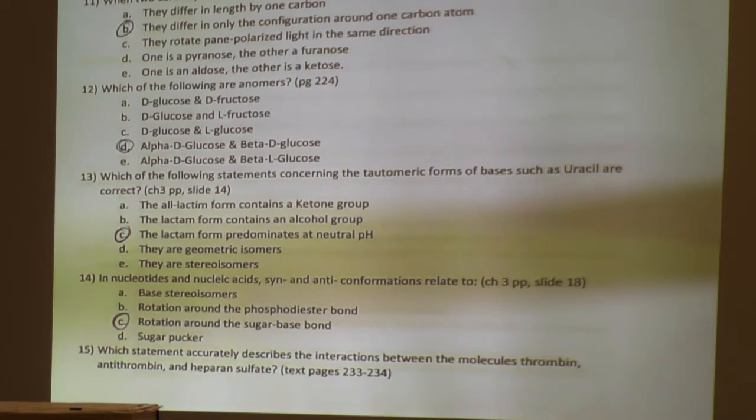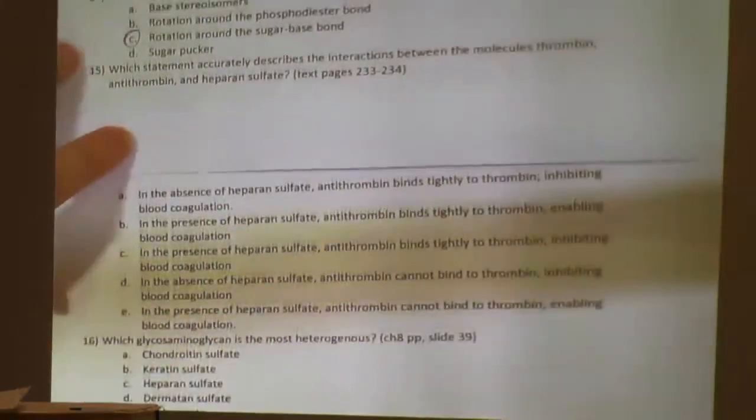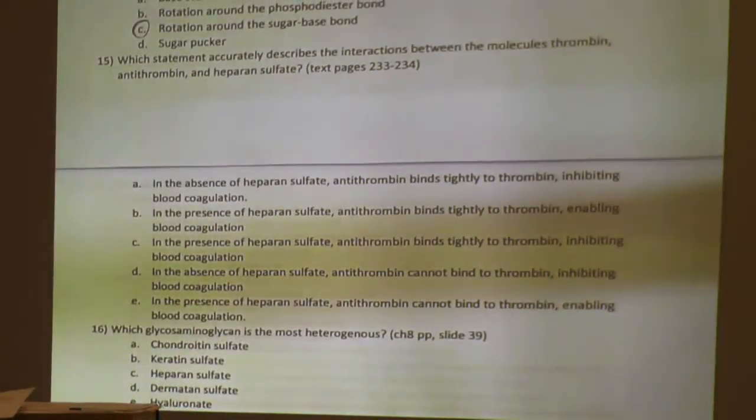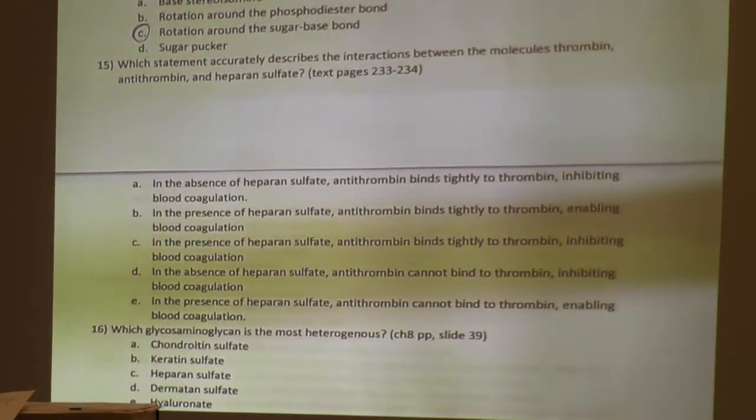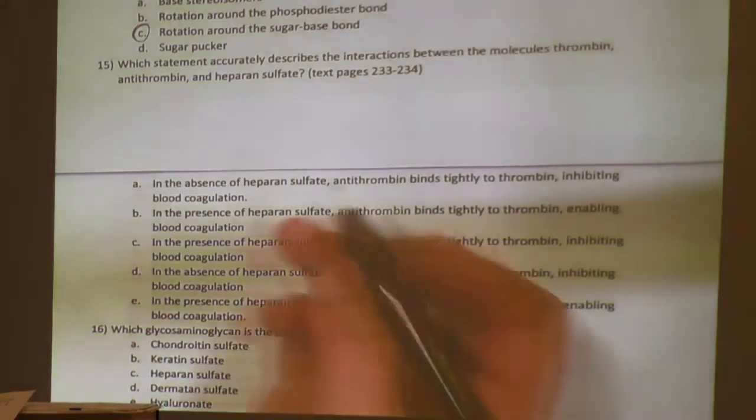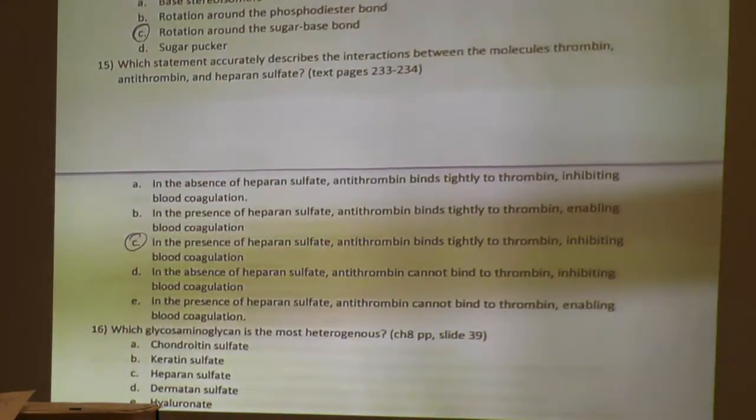Number 15. Which statement accurately describes the interactions between the molecules thrombin, antithrombin, and heparin sulfate? C? Yeah, it's going to be C. In the presence of heparin sulfate, antithrombin binds tightly to thrombin, inhibiting blood coagulation. I believe in the text it just talks about heparin sulfate being an anti-blood coagulate. So kind of have to mix and match there.